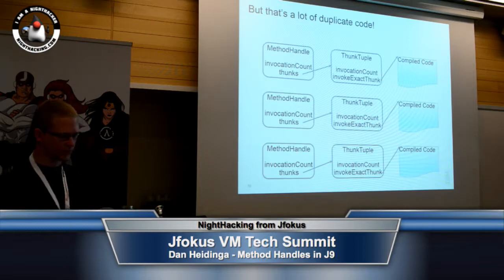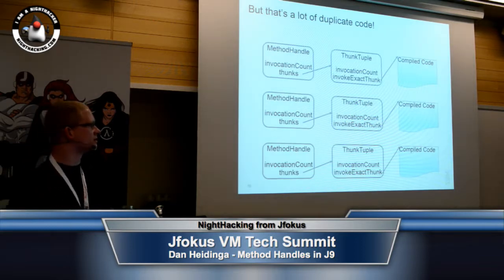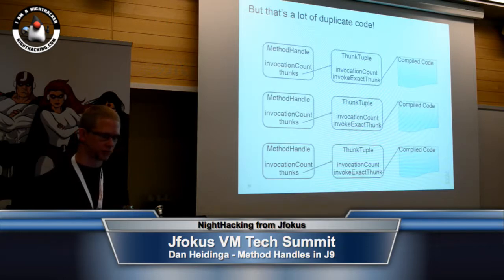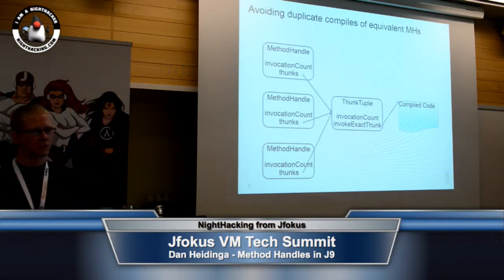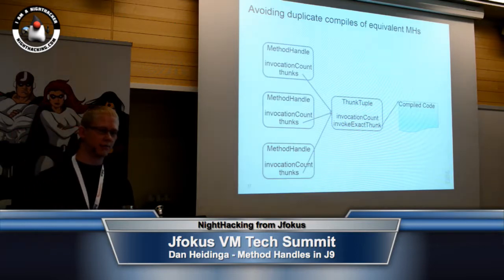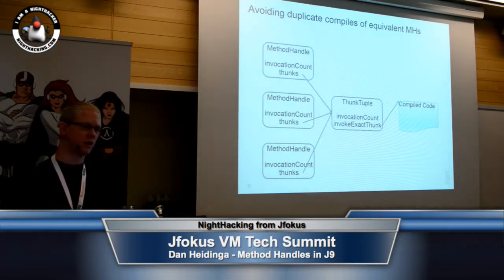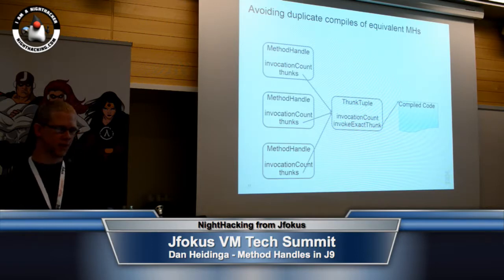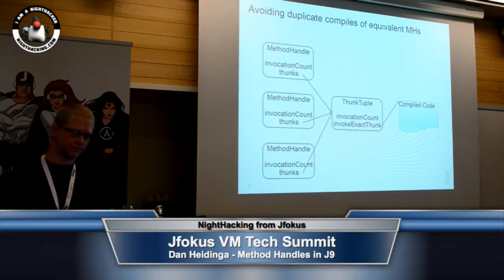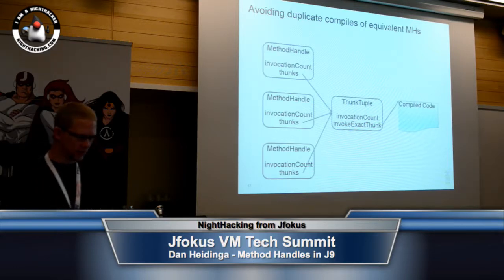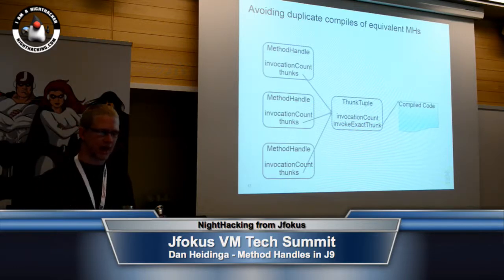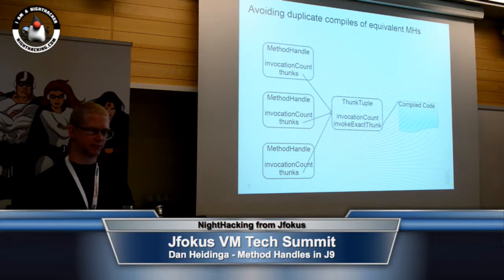And really, that's what we want to do here. We want to find some way to share this simplified or simple first form code. So the picture we want looks a little bit more like this. Method handles that are common or can be shared all point to the same thunk tuple. And that thunk tuple then points to the code. Great, so we've cut down on the amount of code cache we're using, but how are we mapping from method handle to thunk tuple?